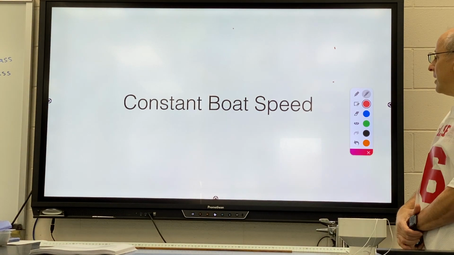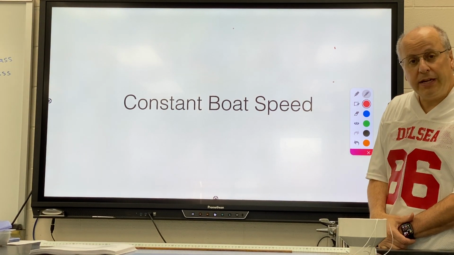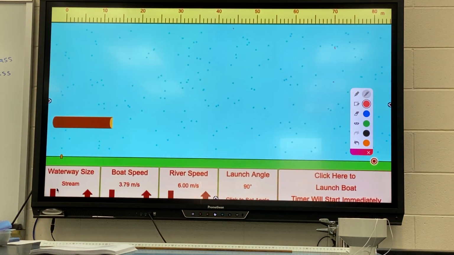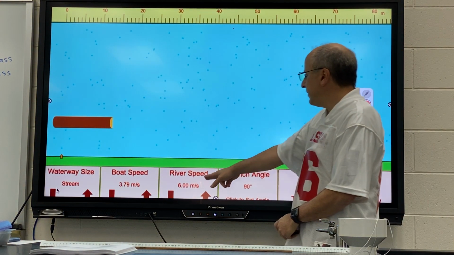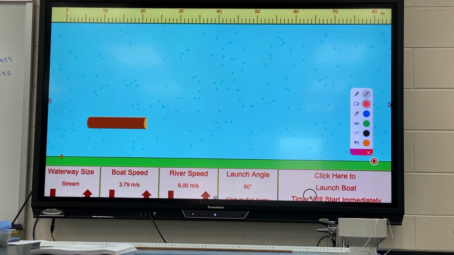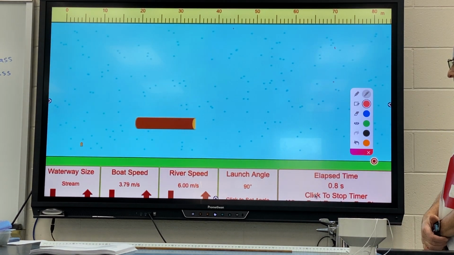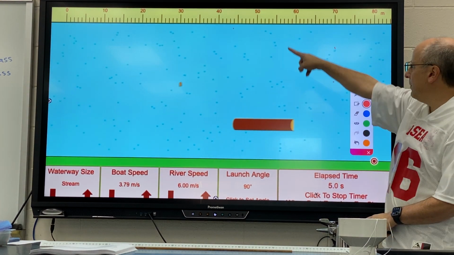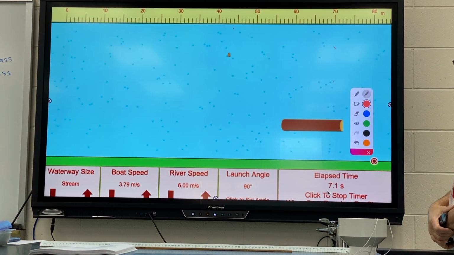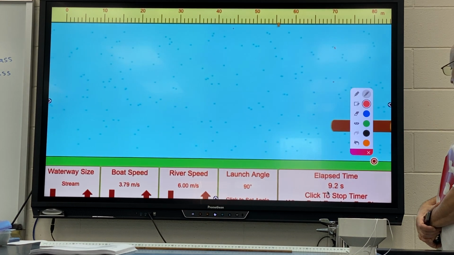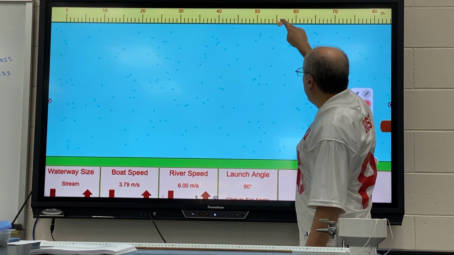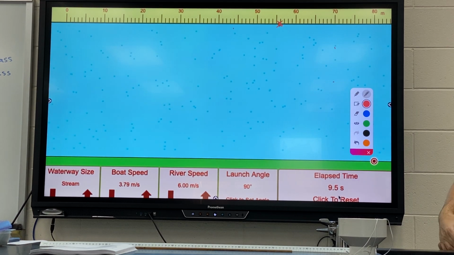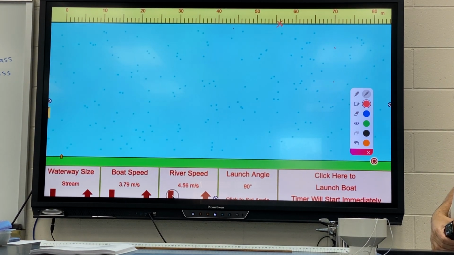This time we're going to have a constant boat speed, and we're going to change the current in our stream. Okay, so the first time we're going to have a river speed of 6. We're going to fire our boat across the river. We're going to monitor the time. We're going to monitor the drift. We see it takes 9.5 seconds, and it landed at about the 56 meter mark for downstream drift.